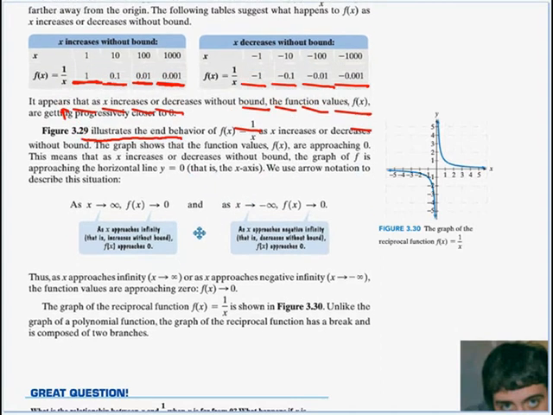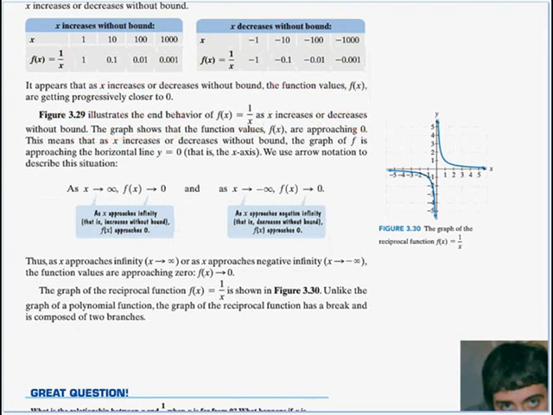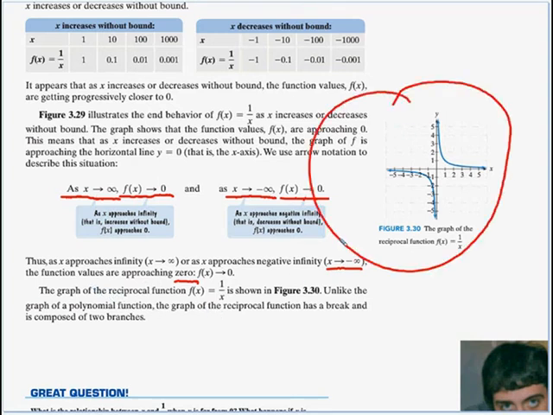We use arrow notation to describe this situation. So as x heads for infinity, f of x heads for 0. And as x approaches negative infinity, the function f of x approaches 0. Thus, as x approaches infinity or negative infinity, the function values are getting closer and closer to 0.